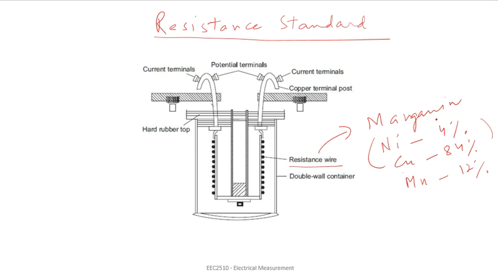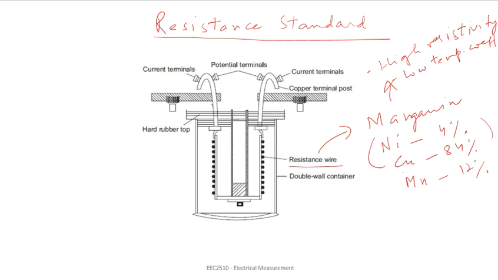So it has the property of high resistivity, low temperature coefficient, and low thermal EMF. These are all the properties of this alloy. So you can just write here that it has the property of high resistivity, then low temperature coefficient and also low thermal EMF.